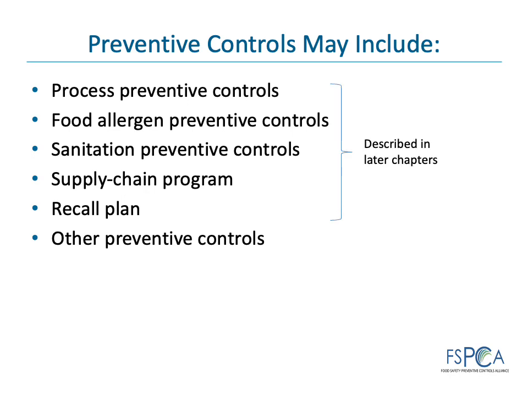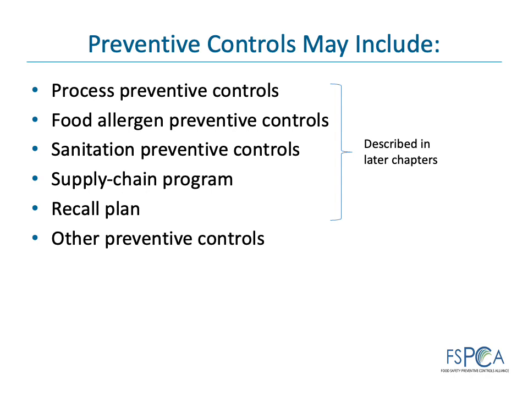Depending on the hazards identified, preventive controls may include some or all of the preventive controls listed on this slide. Specific types of preventive controls are discussed in chapters later in the course, but a brief description follows. Preventive controls identified at specific processing steps are process preventive controls, such as critical control points, CCPs, see Chapter 9. Process preventive controls.